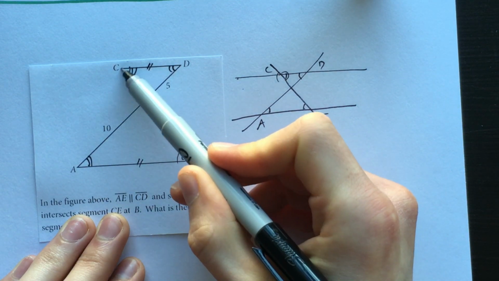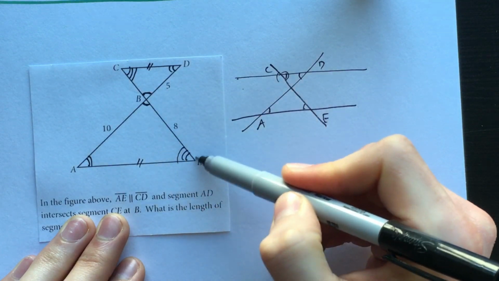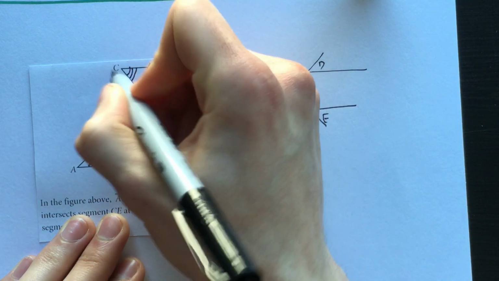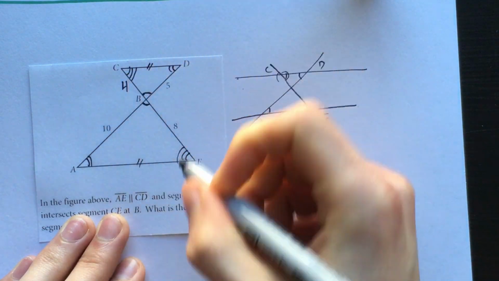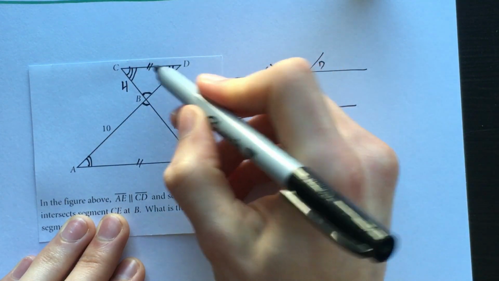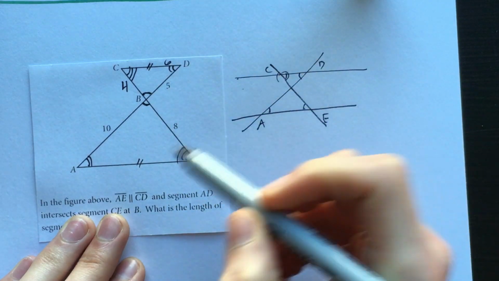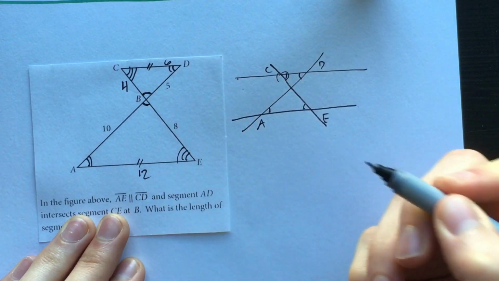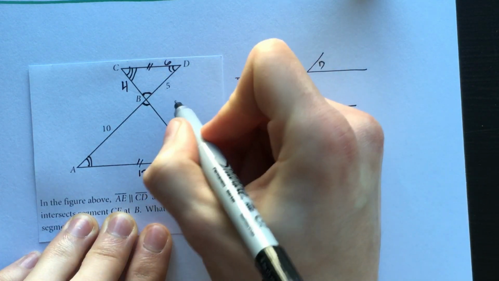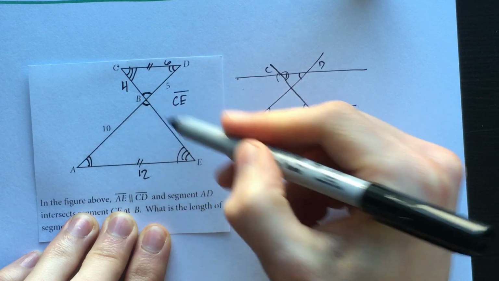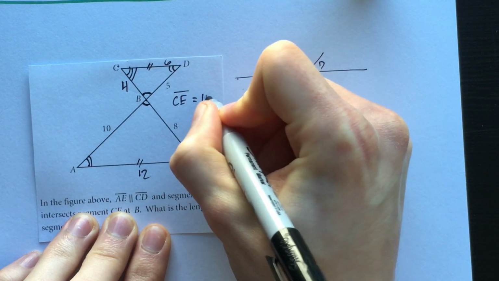So that means that this is the corresponding side to this. And if this is 8, we know it's twice as large. We know that this segment has to be 4. By the same token, if this last side was like, I don't know, 6 or something, then this side would have to be 12. But to answer our question, CE, so that's 4 plus 8, is equal to 12.